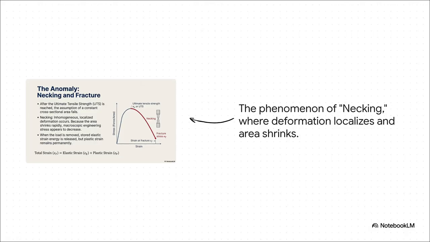Well, the answer isn't about the material's internal strength. It's actually about its external shape. The material isn't getting weaker at all. What's happening is that all the deformation starts to concentrate in one tiny spot, which begins to shrink really fast, and it forms what looks like a little neck. And so, we call this phenomenon necking.